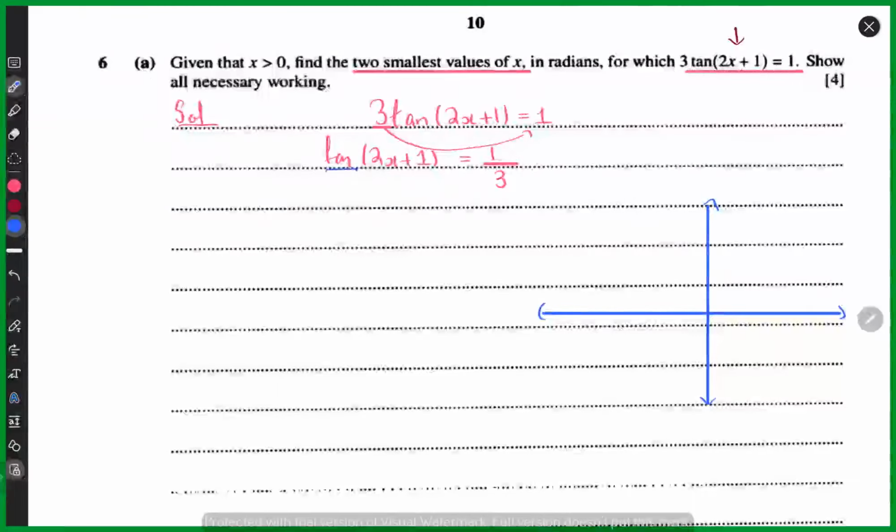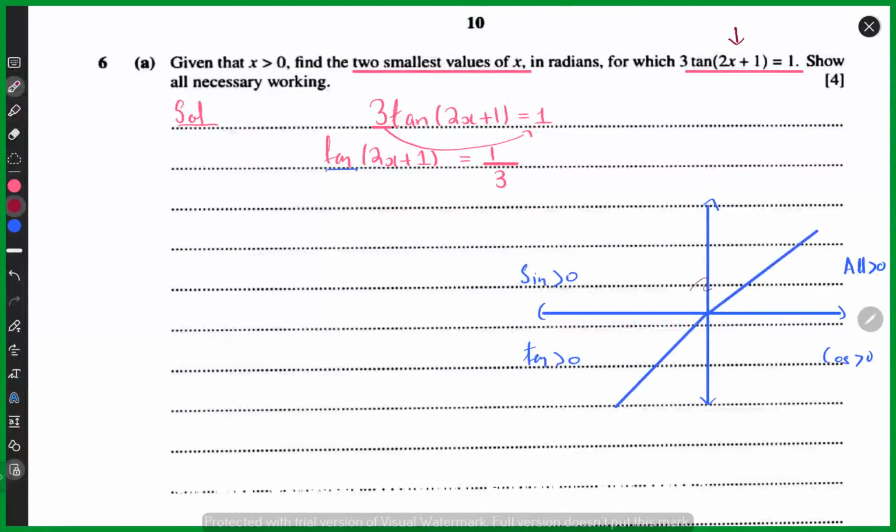Okay. So it's all positive. Sine positive. Tan positive. And cos positive. So tan is positive in the first and third quadrant. Okay, how do we find angles in the first and third quadrant? So let's talk about that as well.